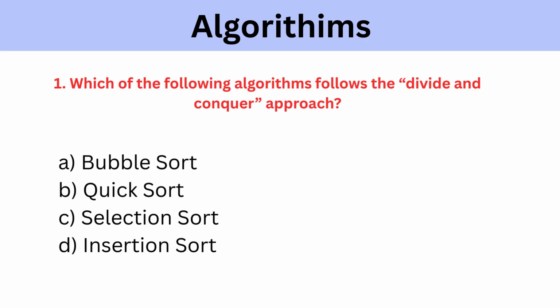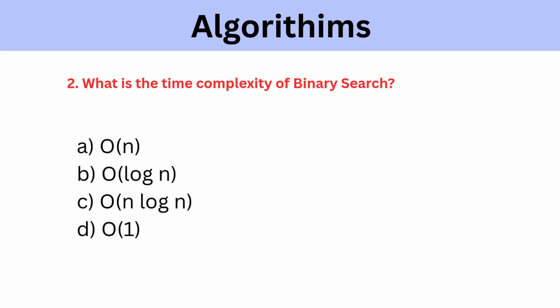Which of the following algorithms follows the divide and conquer approach? A. Bubble sort. B. Quick sort. C. Selection sort. D. Insertion sort. The correct answer is option B, quick sort.